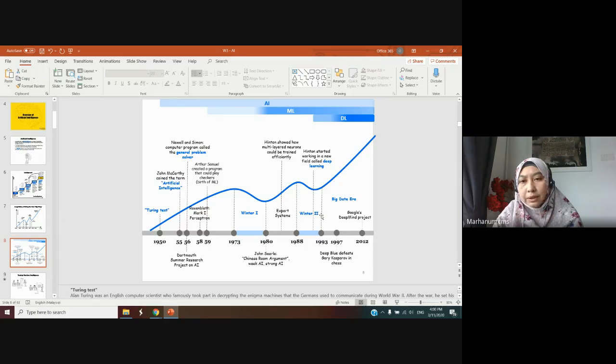Okay, and then in 1993 Hinton started working in a new field called deep learning. Deep learning, maybe 1992. In 1988, and then expert systems, Hinton showed how multi-layered neurons could be trained efficiently. Now they were thinking to basically duplicate AI like the human neuron system. So AI also has neuron systems because they want to duplicate the human, but still they can't.